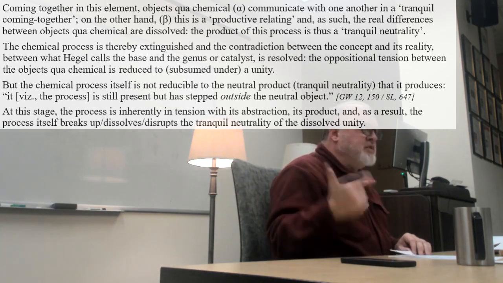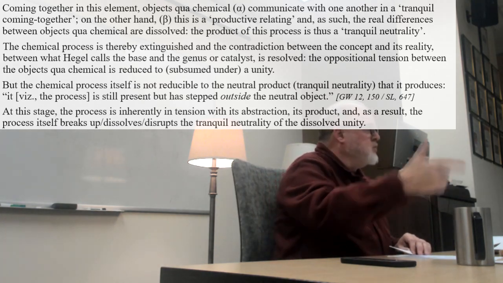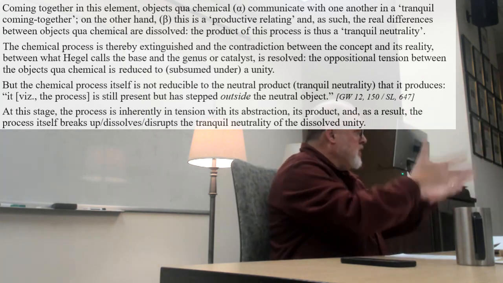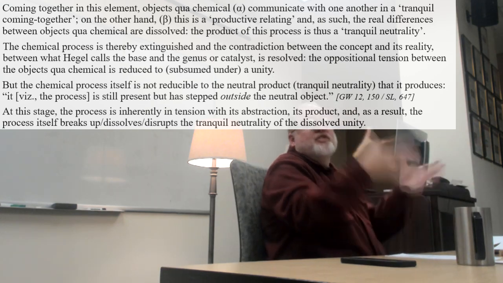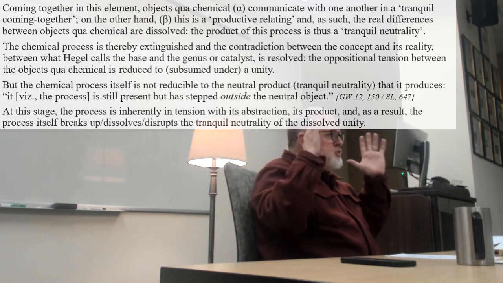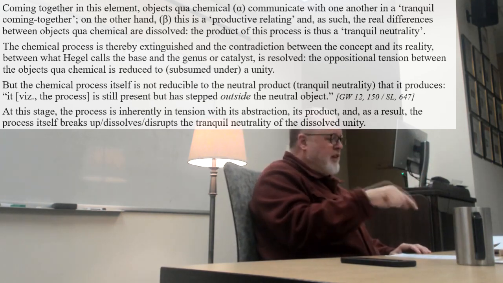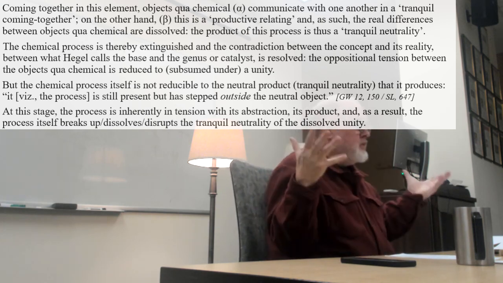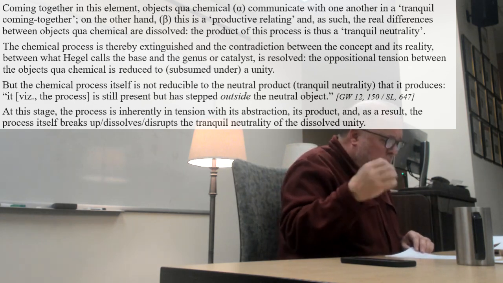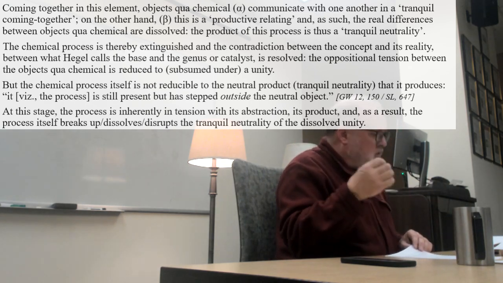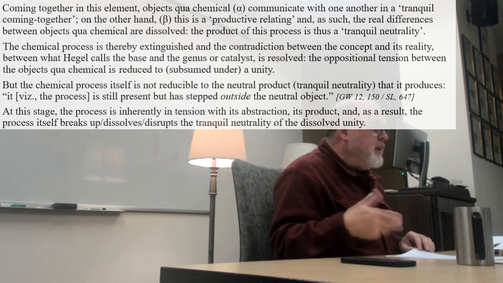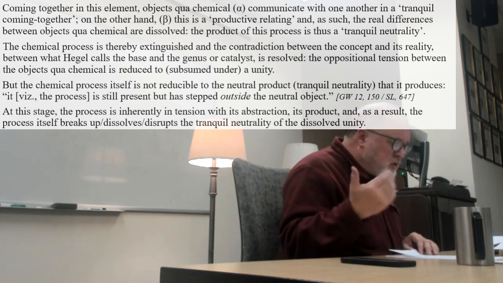Right? The process is not the product. The process is not the tranquil neutrality that it has produced. So what is chemical process? It's production of neutrality, resolving of all differences, but also the reinstilling of those differences on the other side. So it's the going together and falling apart. But if you just present it that way, you haven't given real significance to the going apart. So at this stage, the process is inherently in tension with its abstraction, its product. And as a result, the process itself breaks up, dissolves, disrupts. Let's use a loaded term because that's where Hegel's going to go with it. Negates the tranquil neutrality of the dissolved unity.